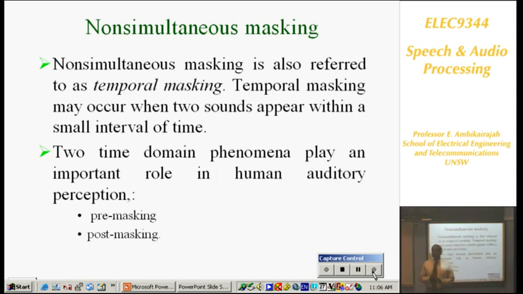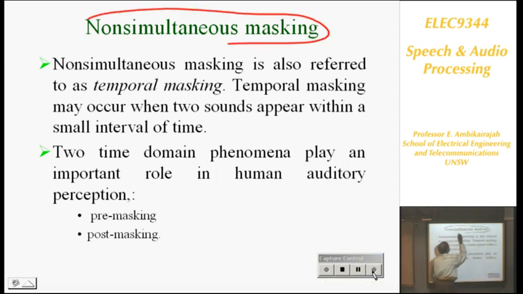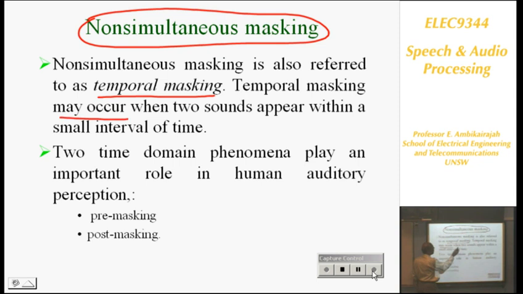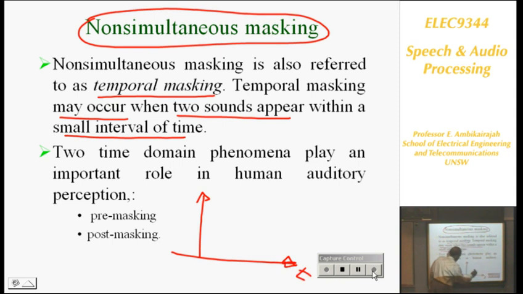Okay, I have explained simultaneous masking, which is 2 frequency components occurring at the same time at the eardrum, and what happens. Now, next one is non-simultaneous masking. This is referred to as temporal masking. So this occurs in time as opposed to frequency. Temporal masking occurs when 2 sounds appear within a small interval of time. So for example, here's a signal coming in, and then in time you get another signal coming in. So the question is, would this signal mask this one?